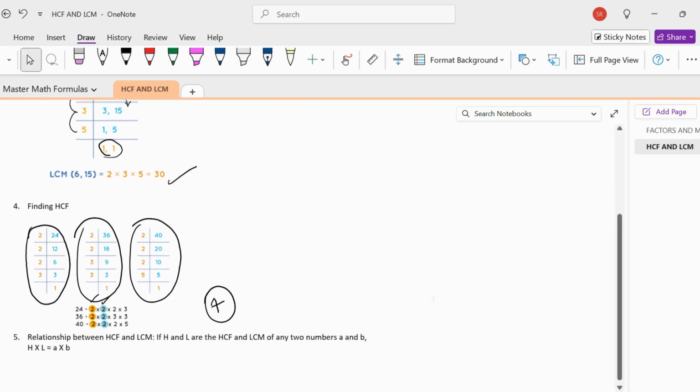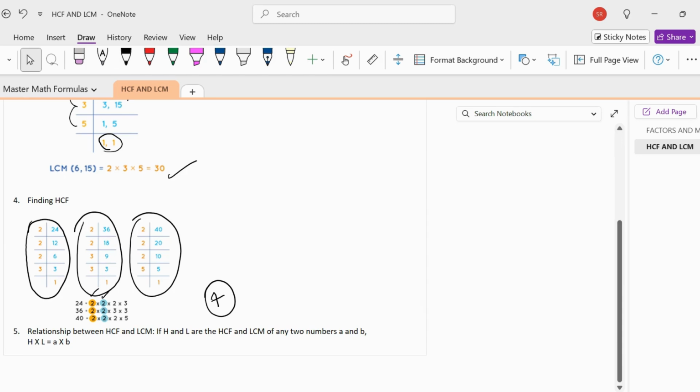Now the relationship between HCF and LCM of any two given numbers A and B is H into L is equal to A into B.